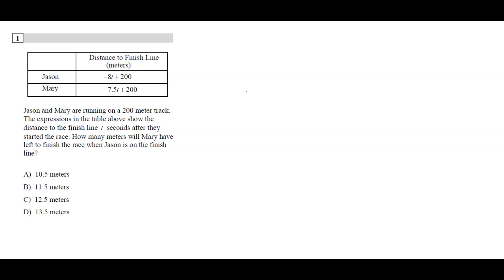So let's focus on Jason. Jason's expression is minus 8t plus 200, and he has traveled 200 meters. So from 200 to 0 is where we're going to go, because remember, it says the expressions show the distance to the finish line. So the distance to the finish line, 200 minus 8t, is trying to get to 0. That's when the runner stops.